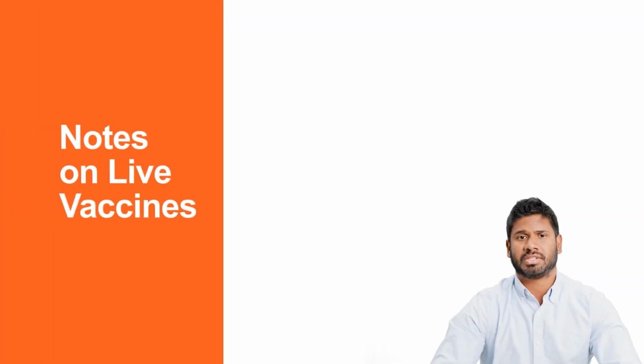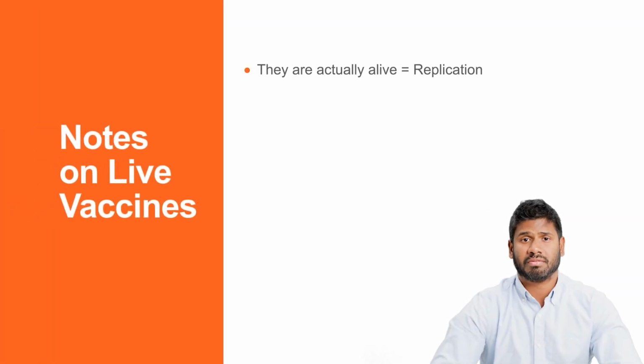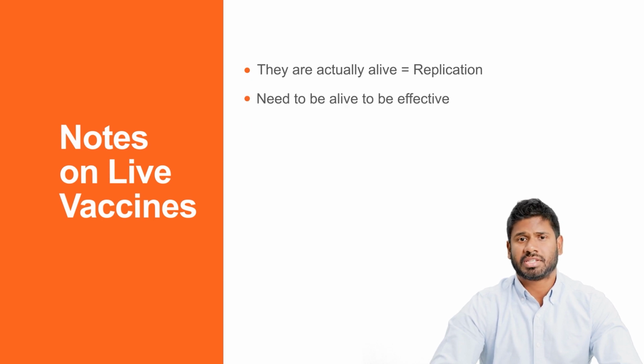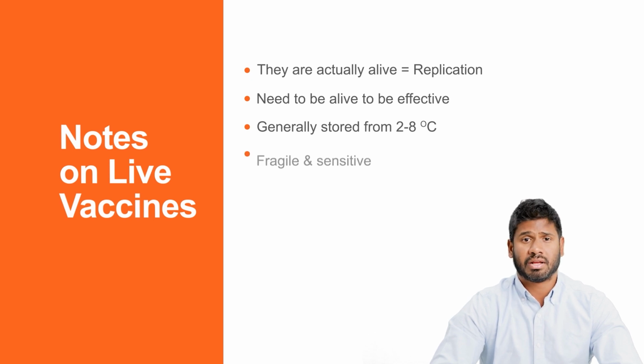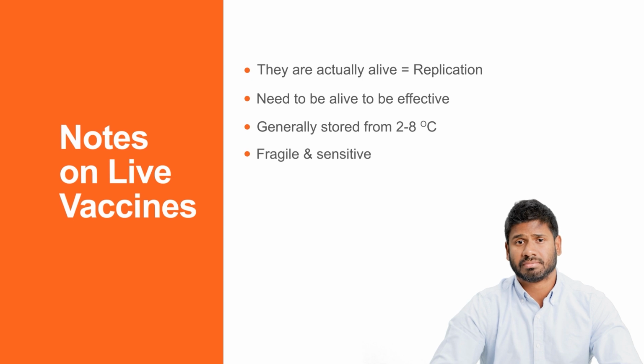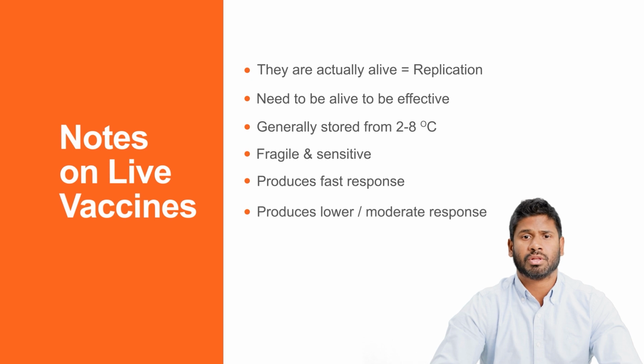Some notes on live vaccines. They are actually alive, and in order for them to be effective, they need to be able to replicate. Again, alive to be effective. These vaccines are generally stored at 2 to 8 degrees, essentially in the fridge. They are fragile and sensitive, particularly to light. They do produce a fast immune response, but often this response tends to be low or moderate. Finally, these are extremely useful vaccines as they can be administered in mass application and are extremely cost-effective.